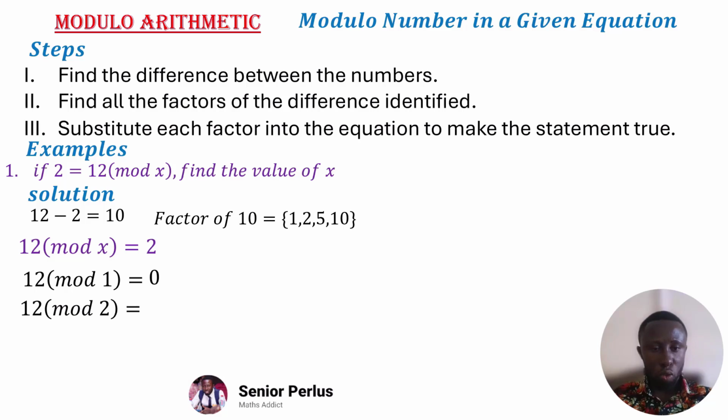12 mod 2. If we divide 12 by 2, the remainder is 0. Good.